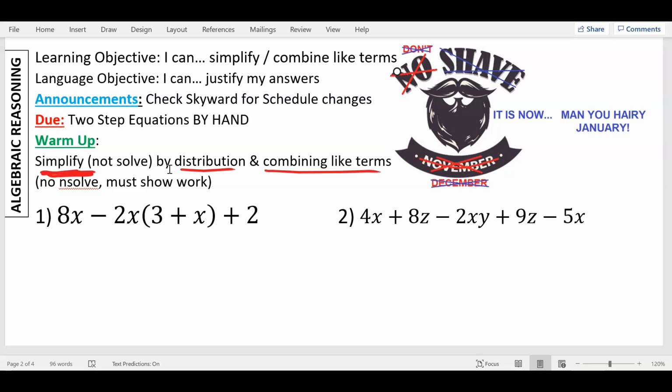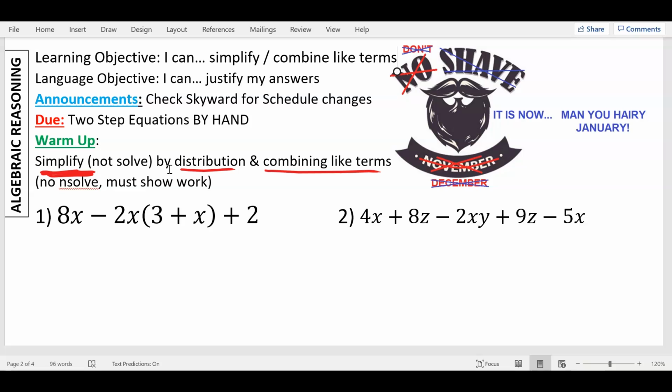Y'all remember distribution. If there's a number or anything in front of a parentheses, you're going to do what? Into the parentheses. What operation? Add, subtract, multiply, divide. What are you doing? Not adding. Nope. Distribution is when you're multiplying, right? Distribution is when you're multiplying.